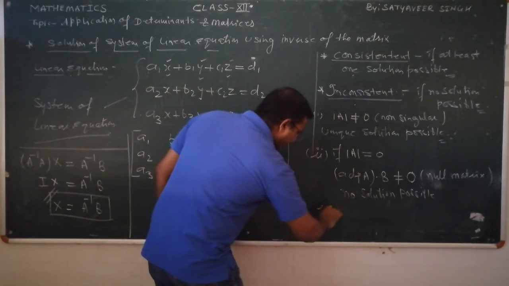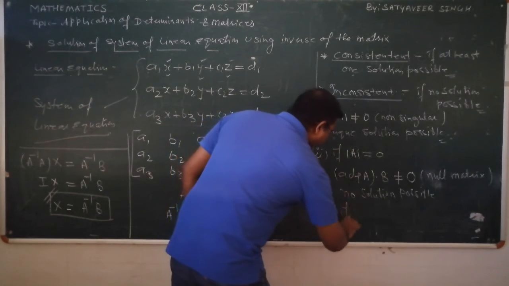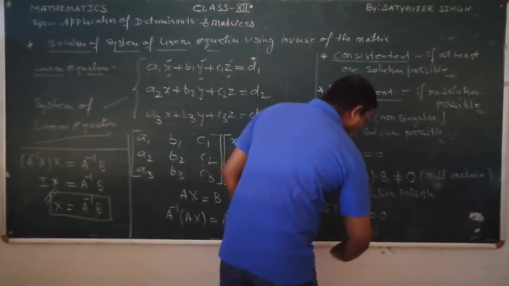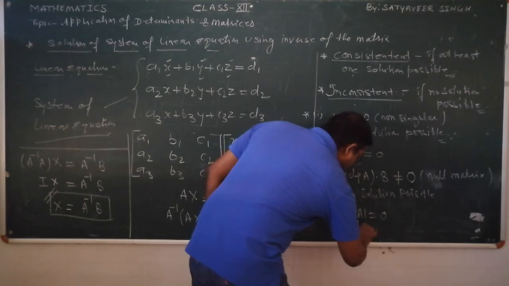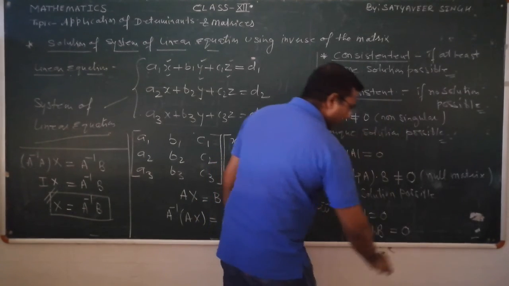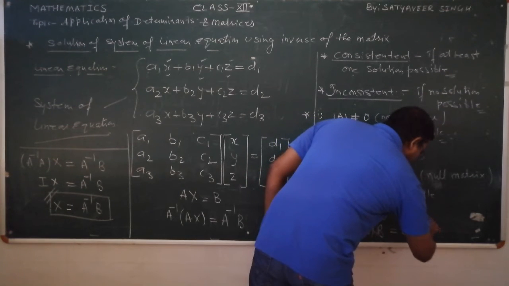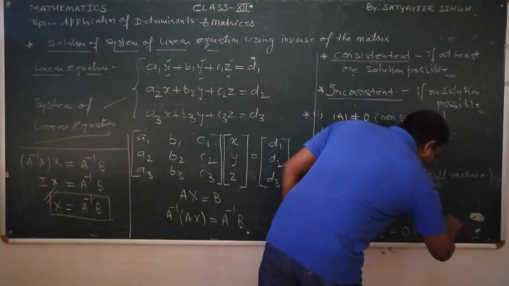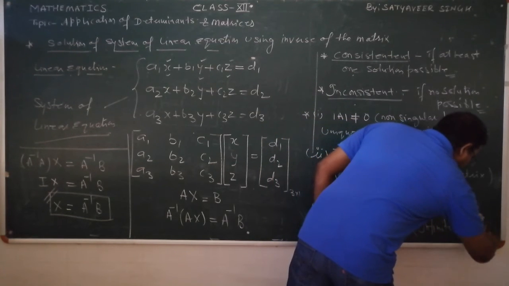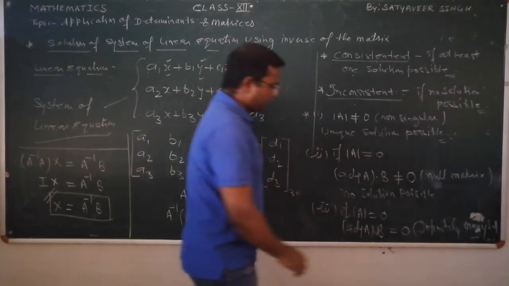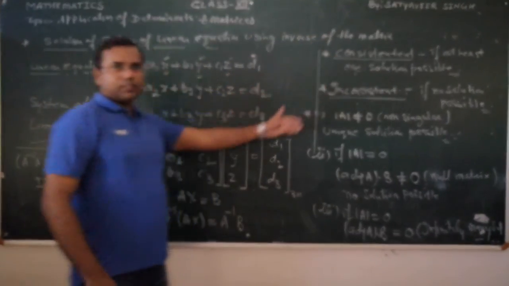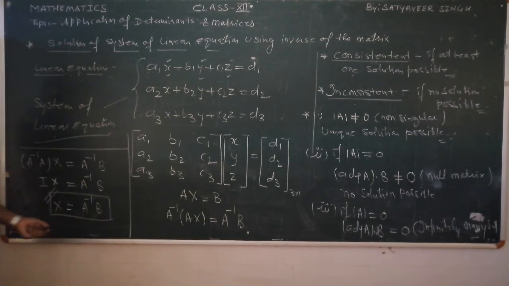And in third category I will say if determinant of A is equal to 0 means singular, and adjoint A into B, if this is equal to O, then we will say infinitely many solutions possible. So these are the three conditions I have written. Means just revising what all I have discussed with you.